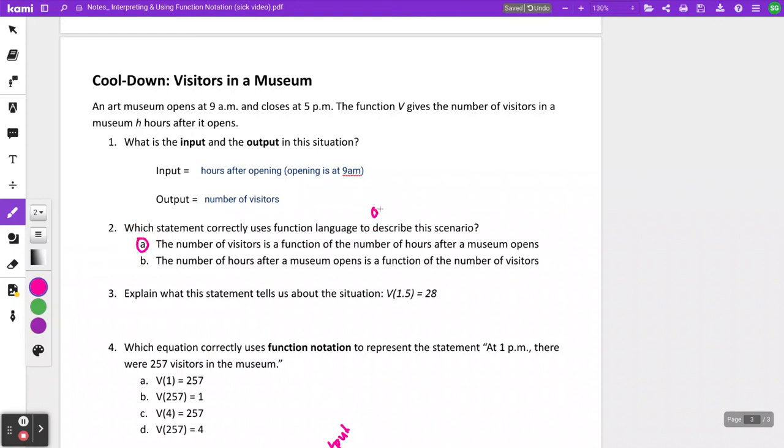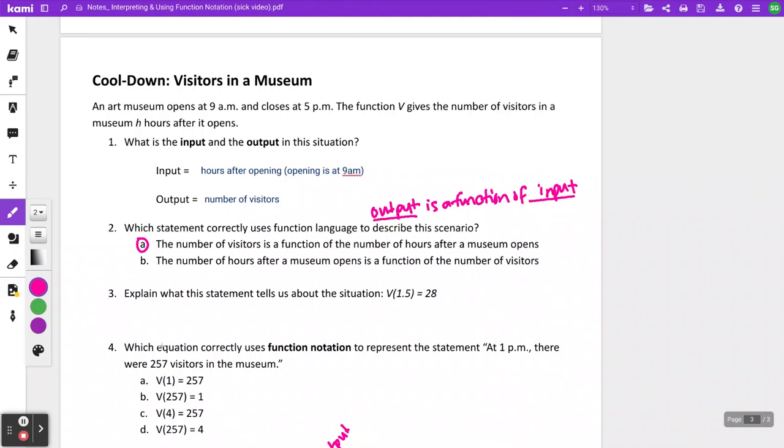Or some of us like to just remember that the output's always going to come first. We've got your output is a function of the input. So it's up to you how you want to do it. I really like to rely on that phrase, depends on, to help me figure it out, but that's just me. If you like to just remember that the output is going to come in front of that phrase, you can do that too.